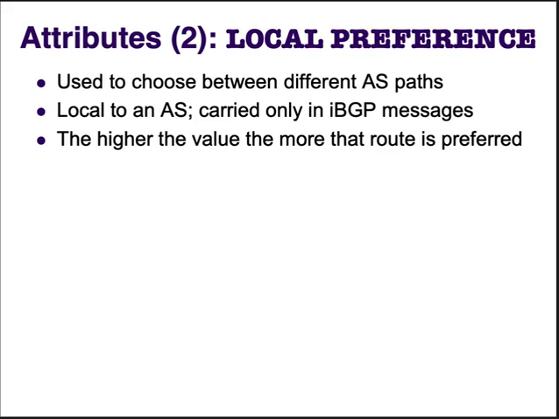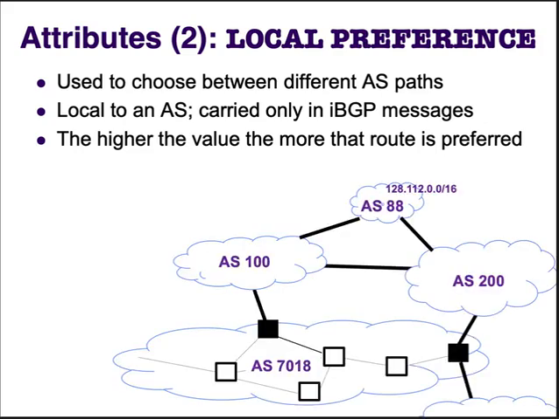Local preference is local to an AS, as the name suggests. It also makes sense because remember we said ASs don't like to publicize their policies about customers versus providers versus peers and so on. So local pref stays within a domain. That means it's carried only in iBGP sessions and iBGP messages. And in general, with local preference, the higher the value, the more preferred it is. So it's quite intuitive.